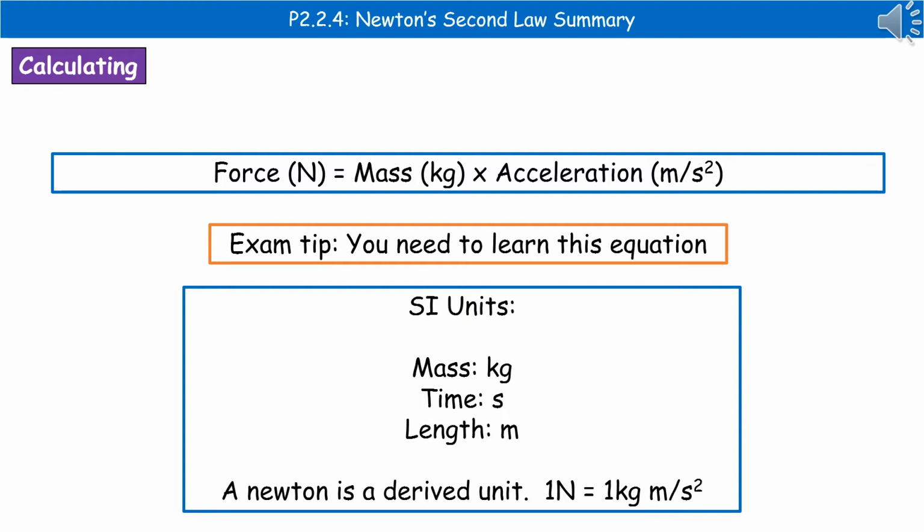So mass should be in kilograms, time should be in seconds, lengths should be in meters, and when we're talking about a newton, that's a derived unit. So 1 newton is actually 1 kilogram meter per second squared. But that's quite a mouthful, so we tend to just use 1 newton.